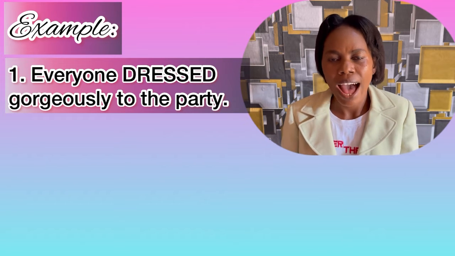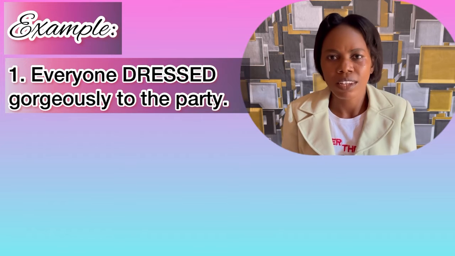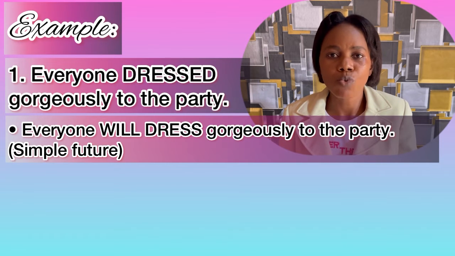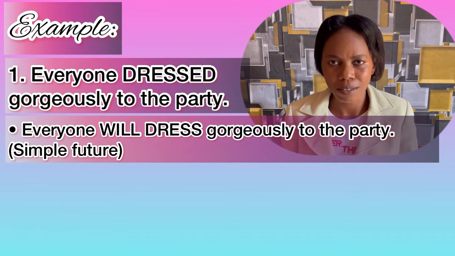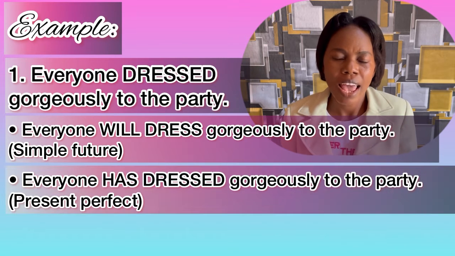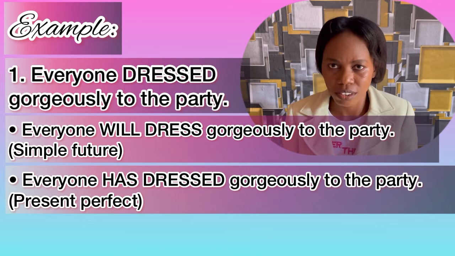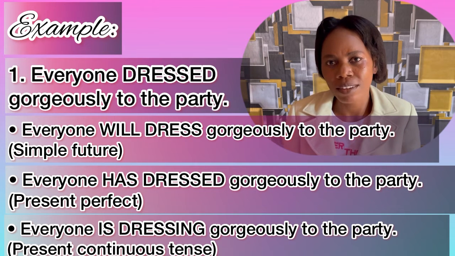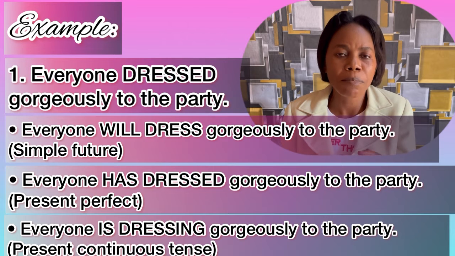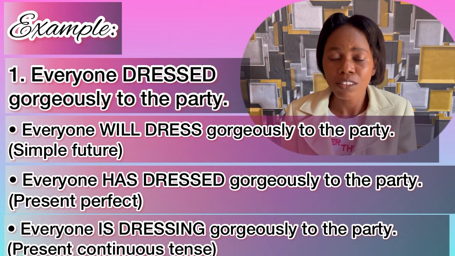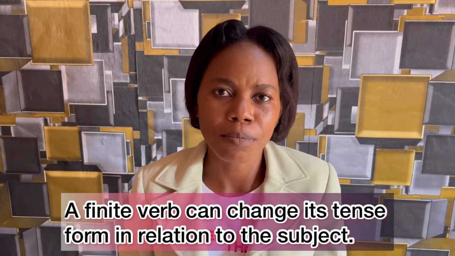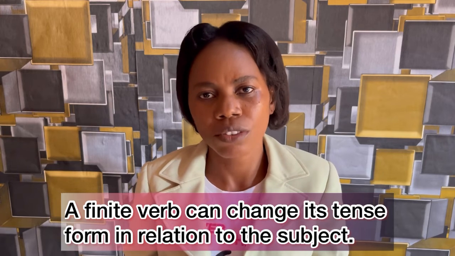What makes it active? I can decide to change that verb, dressed, to another form, depending on the context of usage. I can decide to say, everyone will dress gorgeously to the party. At other time, I can say, everyone has dressed gorgeously to the party. Or, everyone is dressing gorgeously to the party. So you see, the verb dress can birth variety of sentences, and so it is regarded as an active verb. Such a verb can be regarded as a finite verb. Therefore, a finite verb can change its tense form in relation to the subject.